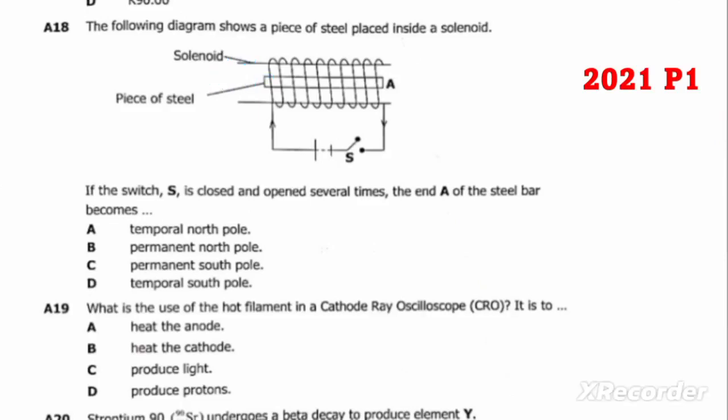Now let us also consider the type of magnetic material being magnetized here. The type of magnetic material being magnetized here is steel, and steel makes a permanent magnet. Which means the magnet that will be produced will have permanent poles. So we are going to have a permanent south pole. Therefore our correct answer is C.